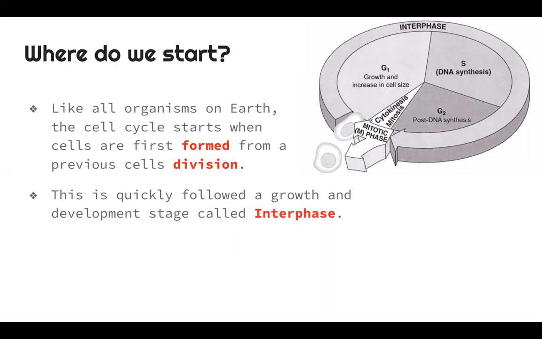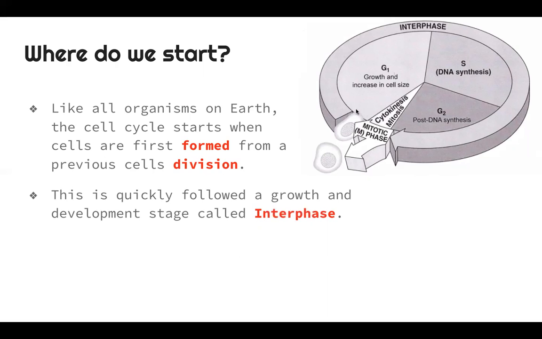We learned in the very beginning of the year that cells only come from pre-existing cells. So in order for a cell to make a new cell, it must divide. So we're going to learn the process of cell division.